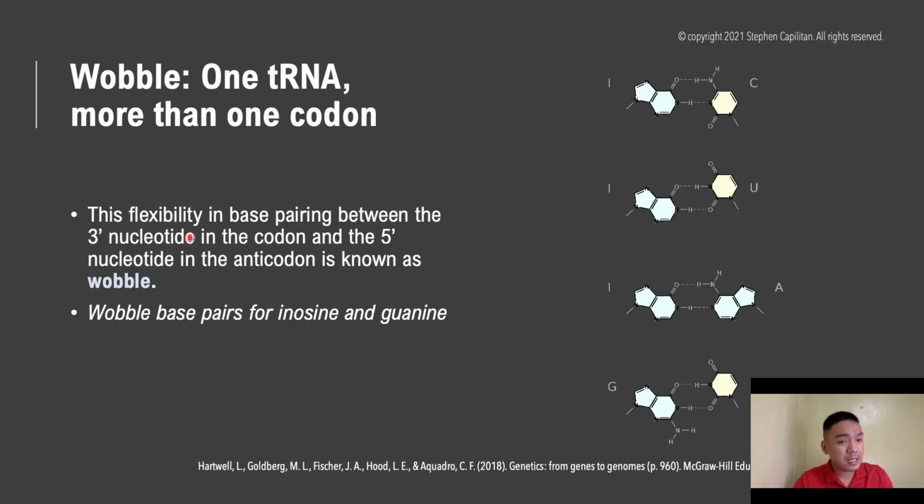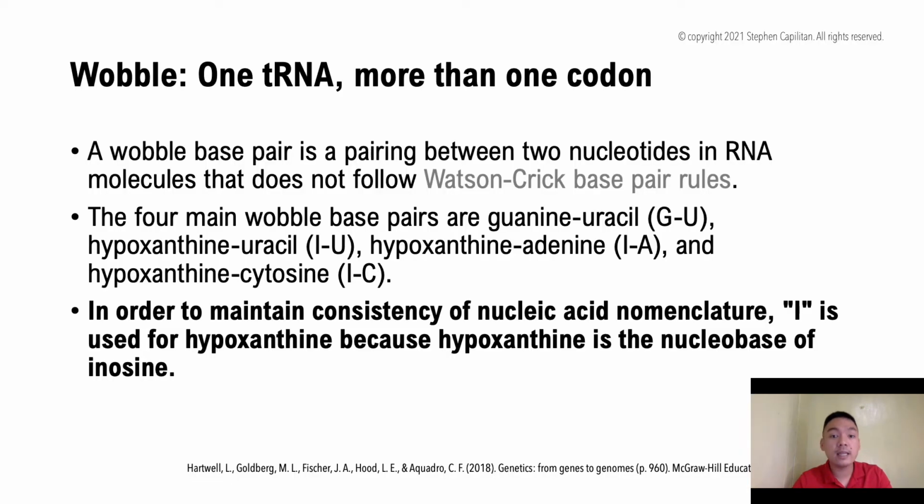So the flexibility in base pairing between the 3' nucleotide in the codon and the 5' nucleotide in the anticodon is known as Wobble. These are the Wobble pairs for inosine and guanine. This is your inosine, cytosine, inosine, uracil, inosine, adenine, and guanine, uracil. These are specialized pairs. They do not follow, again, the Watson-Crick base pairing rules.